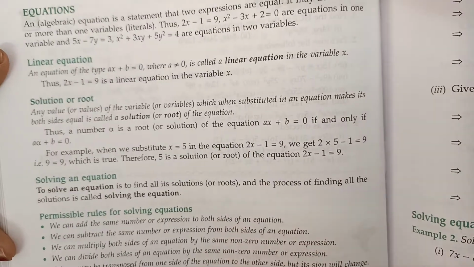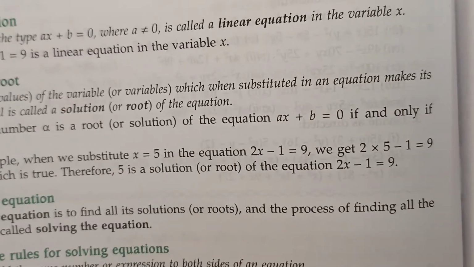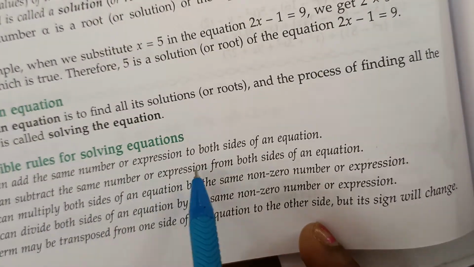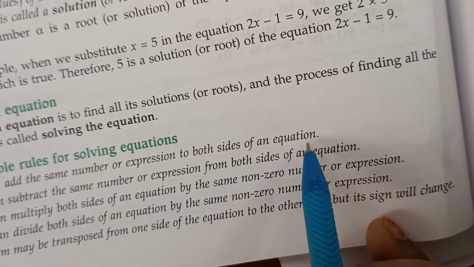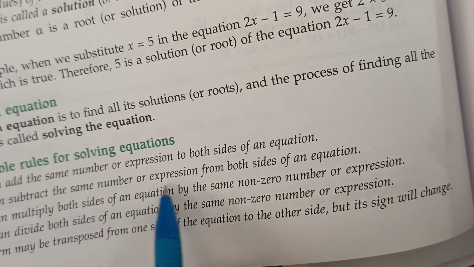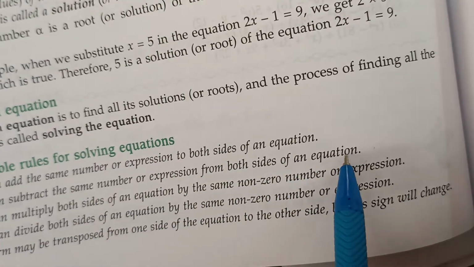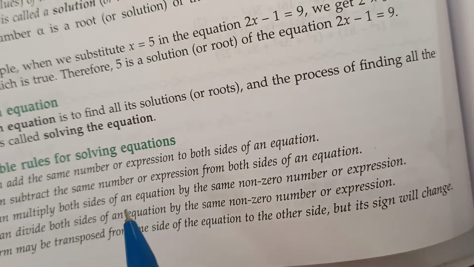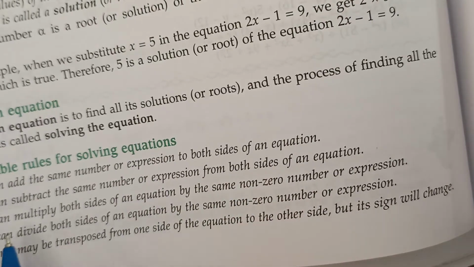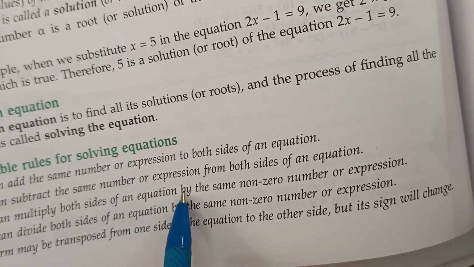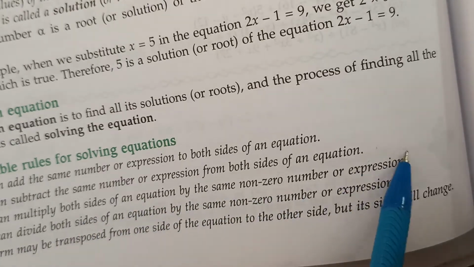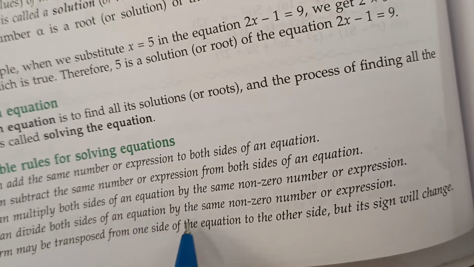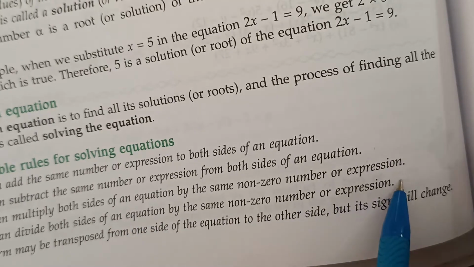So, how to solve this equation? To solve this equation, there are certain rules. First, we can add the same number or expression to both sides of an equation. We can subtract the same number or expression from both sides of an equation. Either we add it or subtract it, whatever we do on both the sides. We can multiply both sides of an equation by the same non-zero number or expression. It should be non-zero. We can divide both sides of an equation by the same non-zero number or expression.